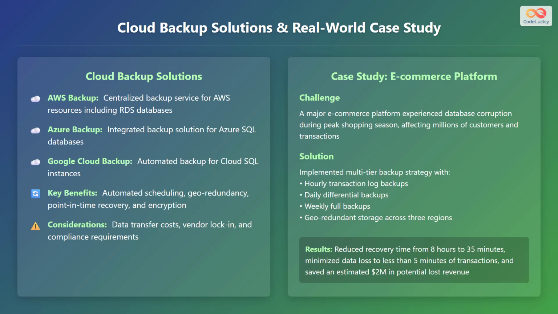As a result, there was a reduced recovery time from 8 hours to 35 minutes, minimized data loss to less than 5 minutes of transactions, and saved an estimated $2 million in potential lost revenue.